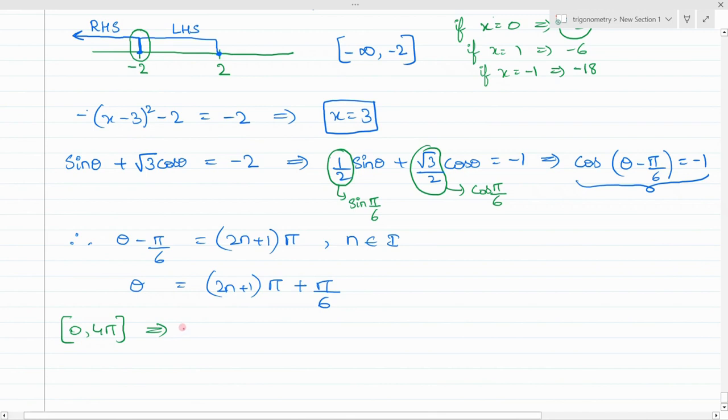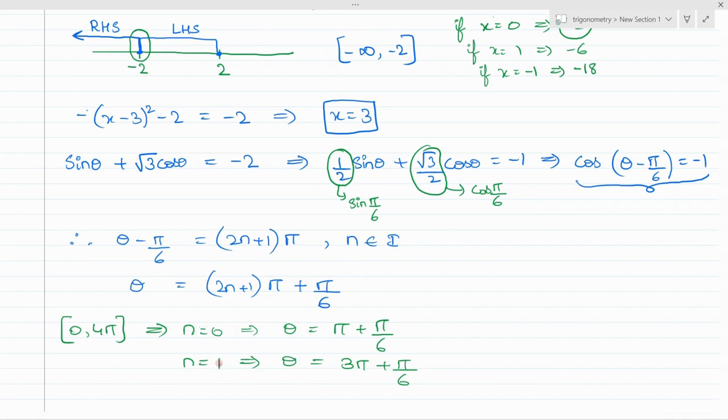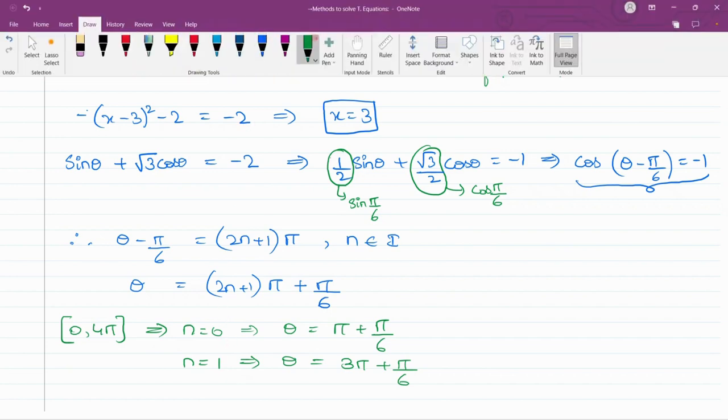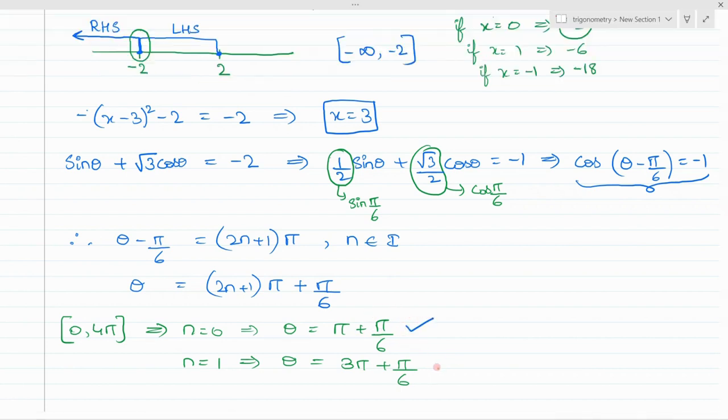If you keep n is 0, then theta will be pi plus pi by 6 and this lies in the range. Next, if you keep n equal to 1, theta will be 3 pi plus pi by 6. This also lies in the range. But if you keep either minus 1 or a value more than 1, it doesn't lie in the range. So we will have two values of theta, that is theta equal to pi plus pi by 6 and 3 pi plus pi by 6.